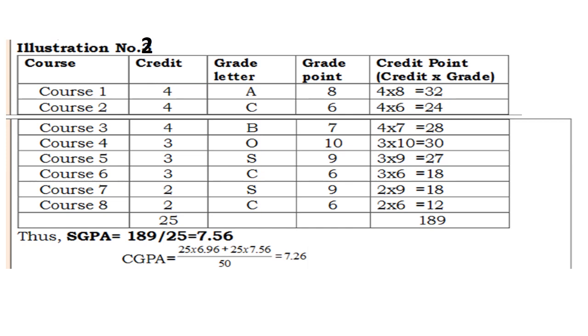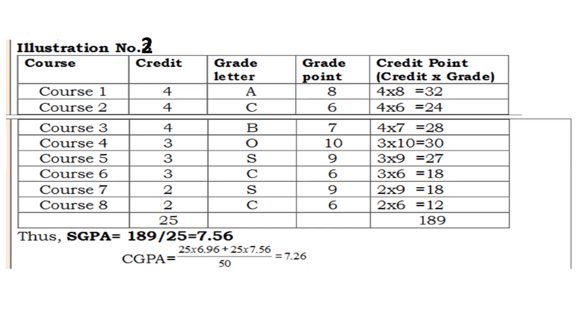If you want to calculate CGPA, CGPA means cumulative grade points. Cumulative means semester plus semester plus semester. So to calculate CGPA, 25 is the total number of credit points of the first semester. With respect to that, you got SGPA 6.96, plus the second semester: total credits again 25, and the SGPA 7.56, divided by the total number of credits of the 2 semesters.